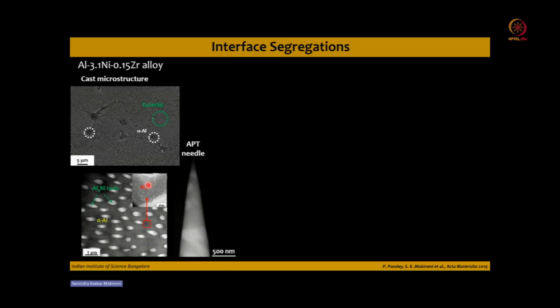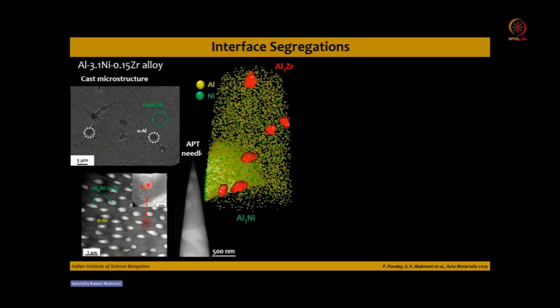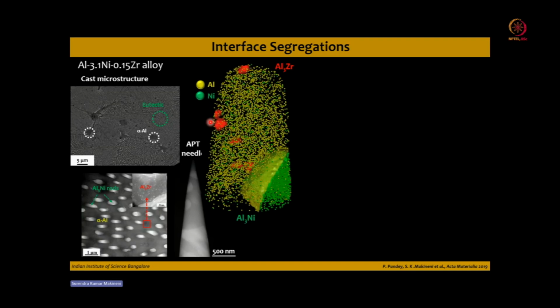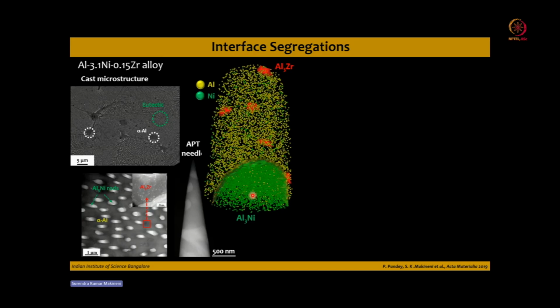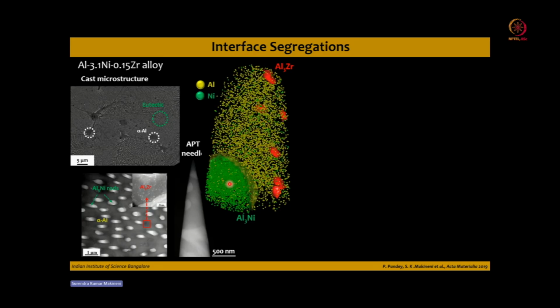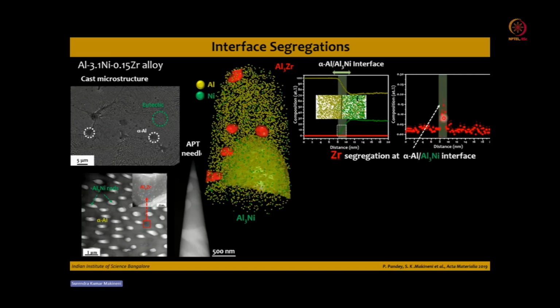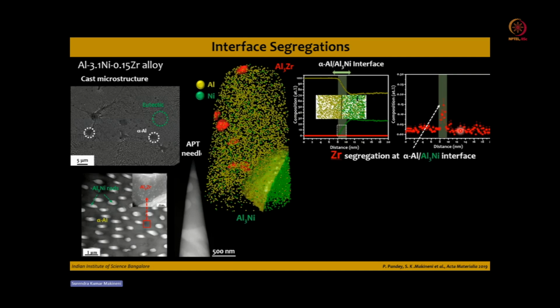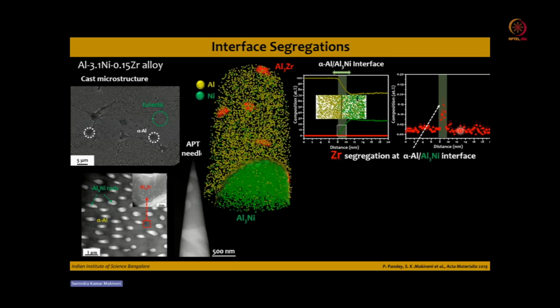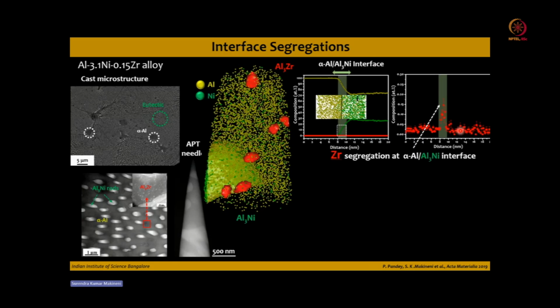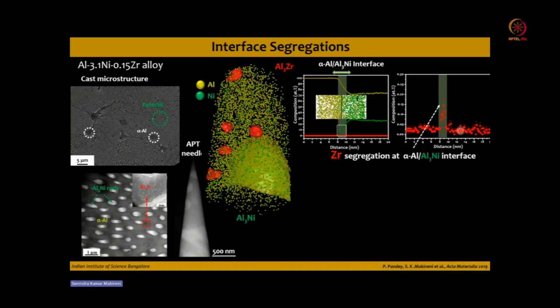We made the atom probe needle where we have covered both Al3Ni and the matrix, and you can see that there is a homogeneous distribution of Al3Zr precipitates inside the alpha matrix, and also the presence of Al3Ni. If you take the composition profile across the Al3Ni, you can see there is a significant segregation of zirconium.